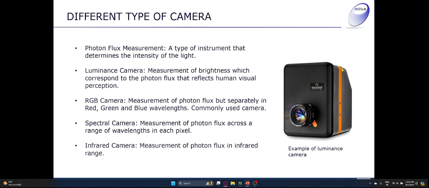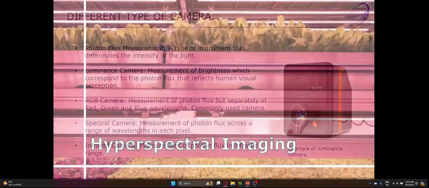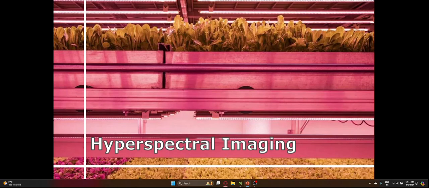That's why it's actually good as a thermal camera, because the hotter you are, the more you vibrate. Okay, but we want to talk about the hyperspectral camera.